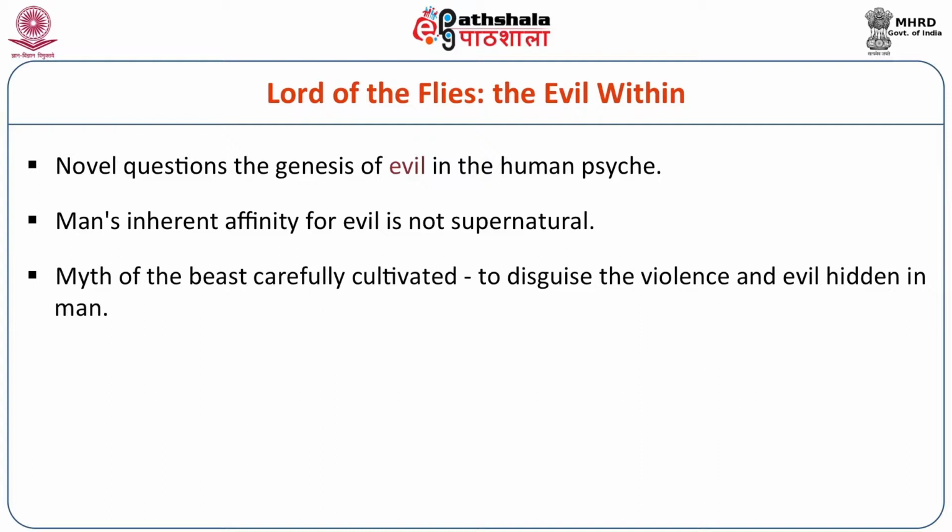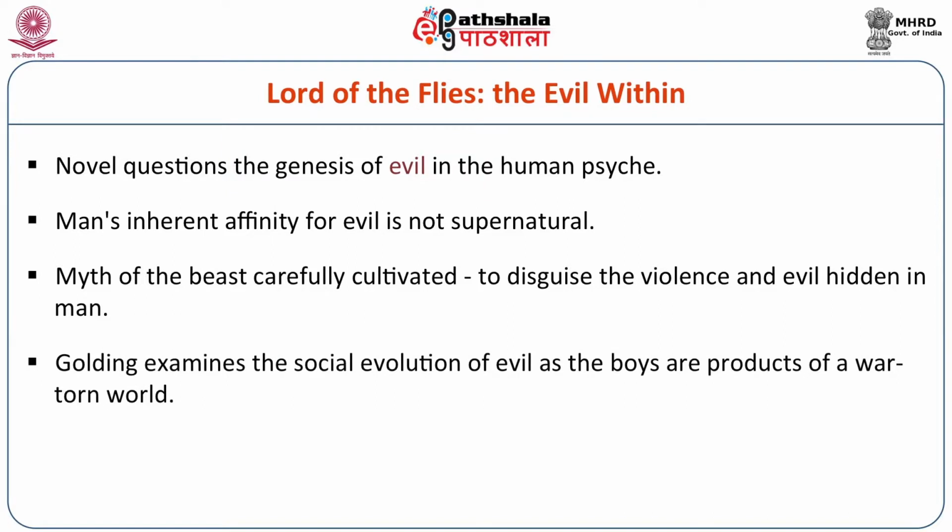We would say that a snake, for example, is evil because it's poisonous. We would say that the jackal is a beast. Everything around us are beasts. The only species in the world that is not a beast is a human being. This is the way in which we create the myth of the beast. So in the process, we disguise the violence and whatever is hidden in us. So this is very carefully orchestrated. What Golding is doing here is to examine the social evolution of evil, because the boys that we see in the novel are the products of the modern world.